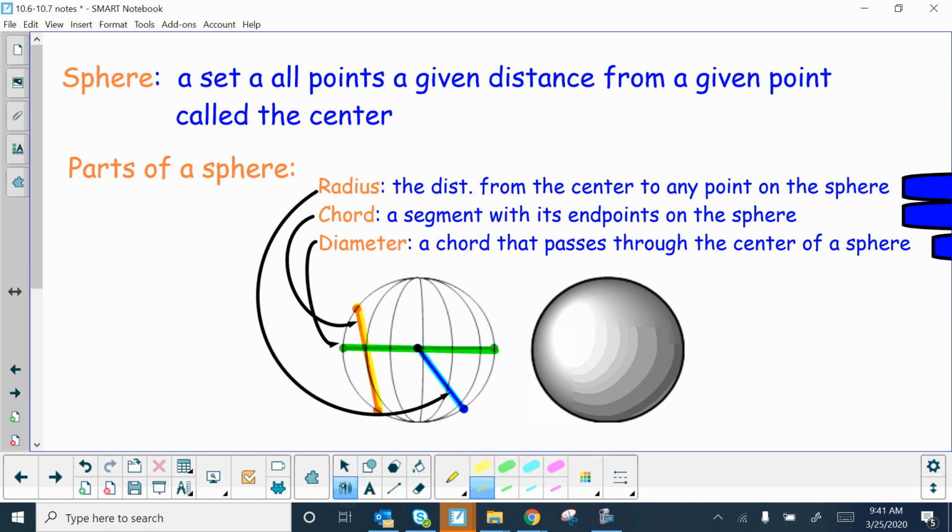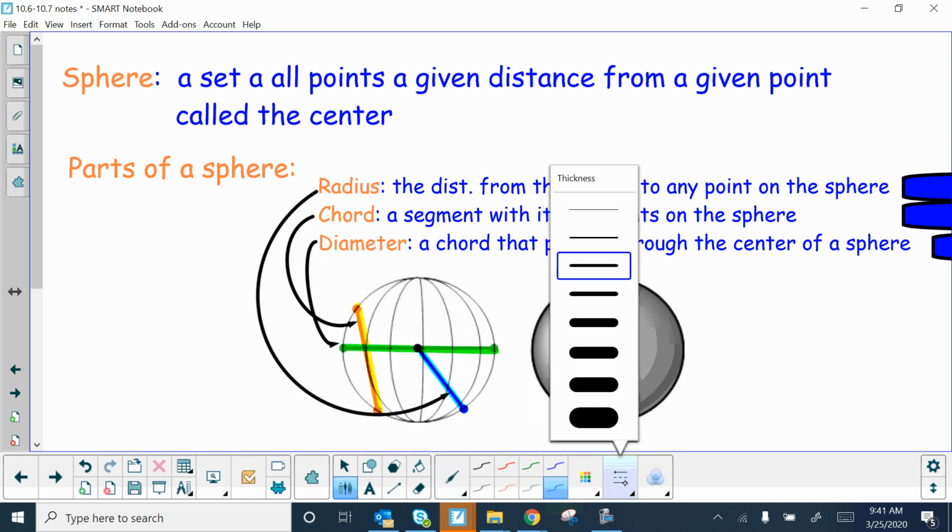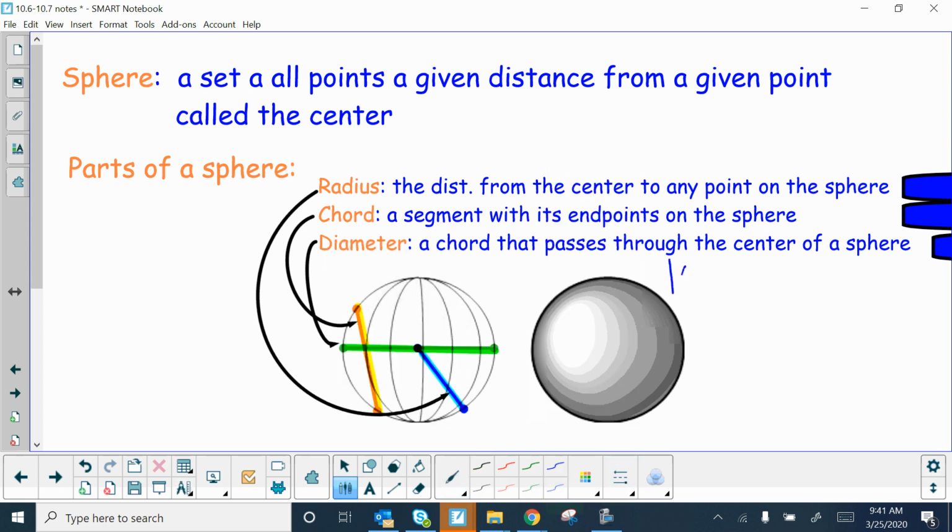chord. So if you want to write that down too, this is the longest chord in a sphere. All right, so that's for the diameter.